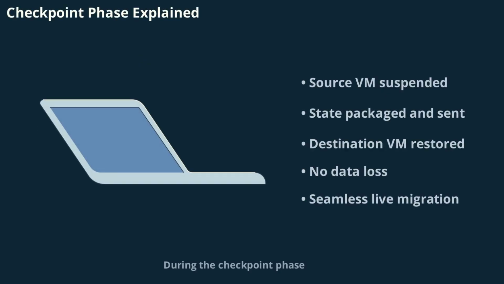During the checkpoint phase, the source VM is suspended and its state, including CPU, memory, and device information, is packaged and sent to the destination host. The destination VM is then restored using this checkpoint data, allowing it to resume operation exactly where it left off. This approach ensures that no data is lost and that the VM state is fully preserved. The checkpoint phase is a critical step in achieving a seamless live migration with minimal disruption.